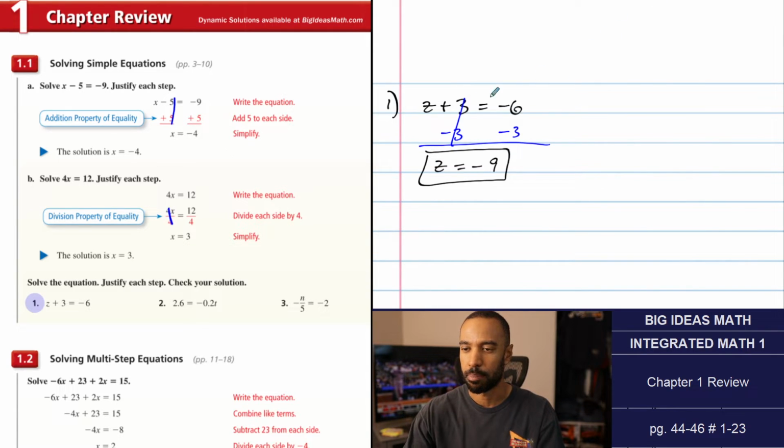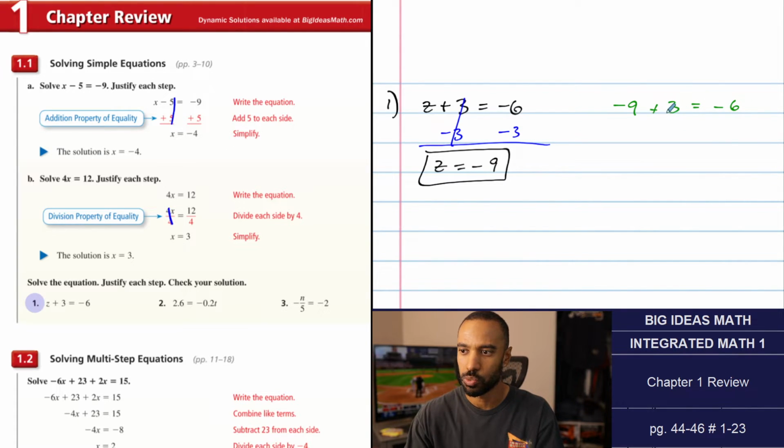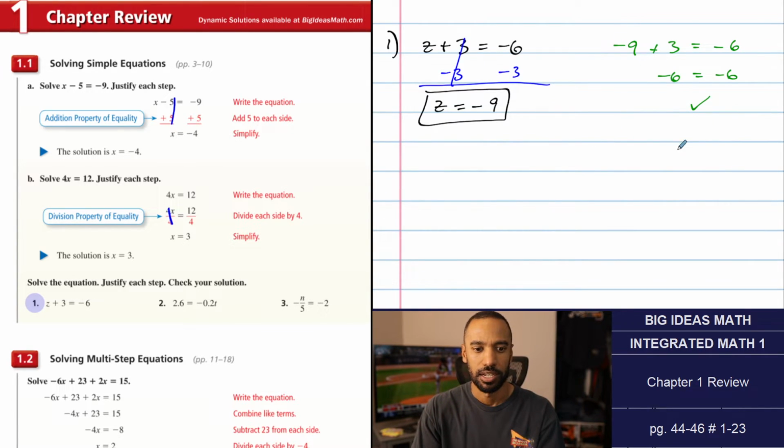I can double check that by substituting negative 9 back into the original equation. Check and see how negative 9 plus 3 compares to negative 6. Well, negative 9 plus 3 is negative 6, and this side is negative 6, and guess what? Those are equal, and that is my checking of my solution.